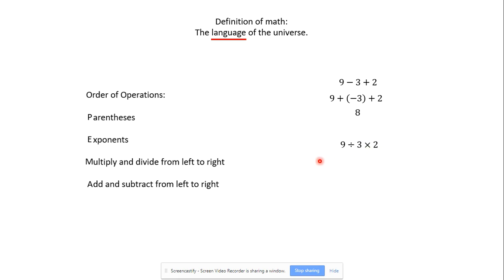Just like subtraction, there's no such thing as division. We are just multiplying by the reciprocal. So this is 9 times 1/3 times 2. Now it's commutative, and we can move it around.